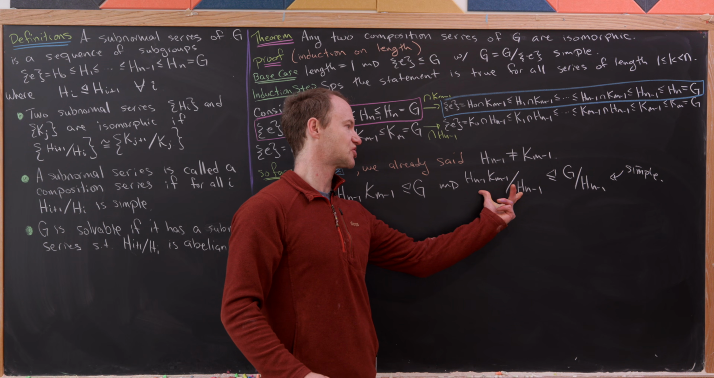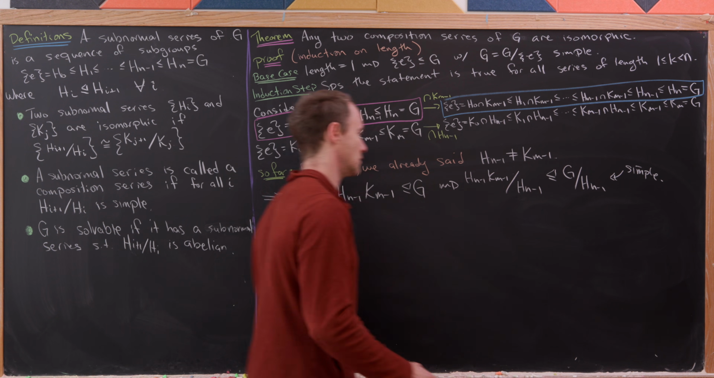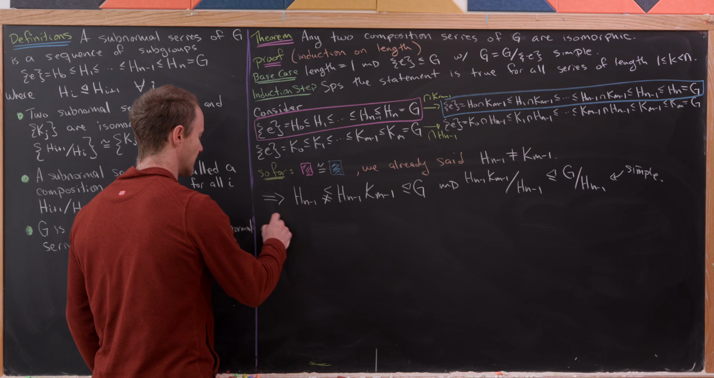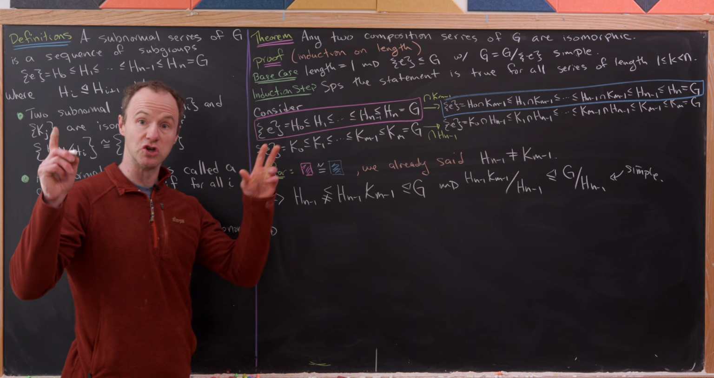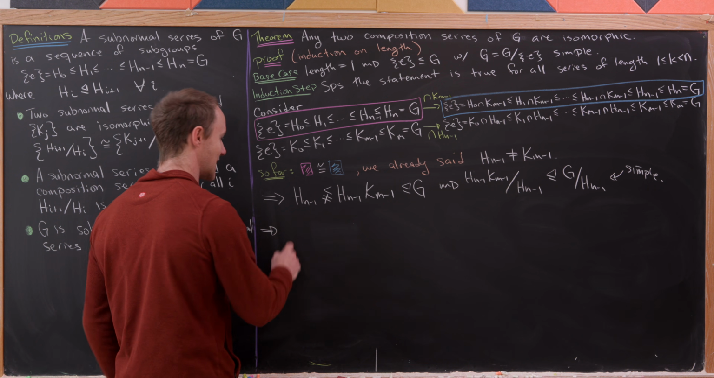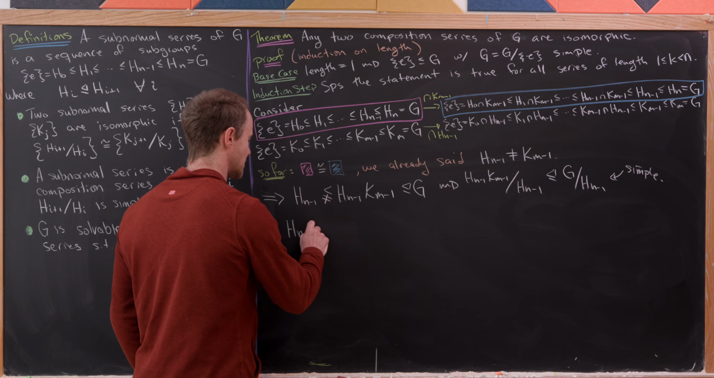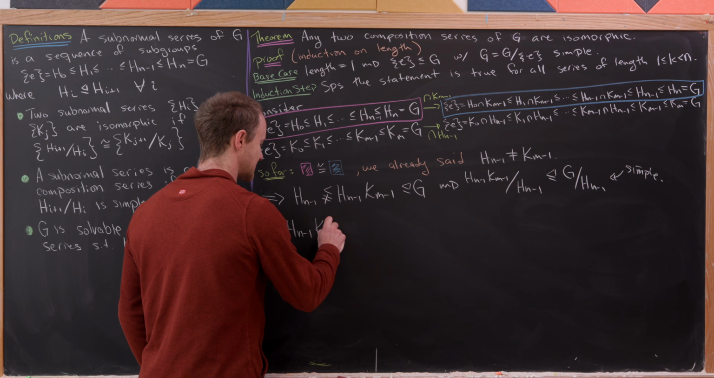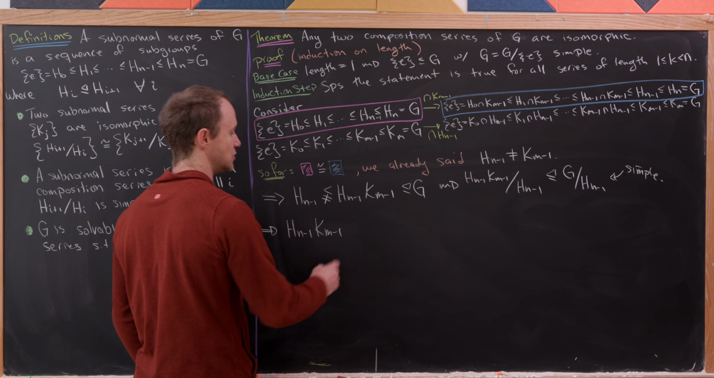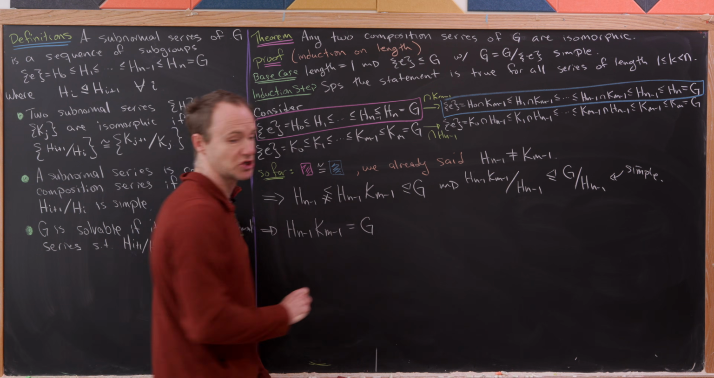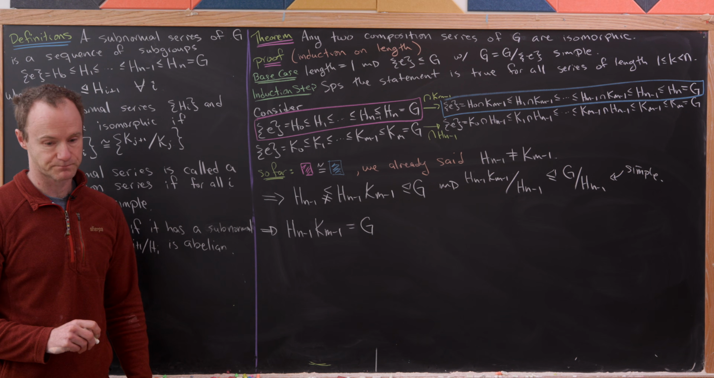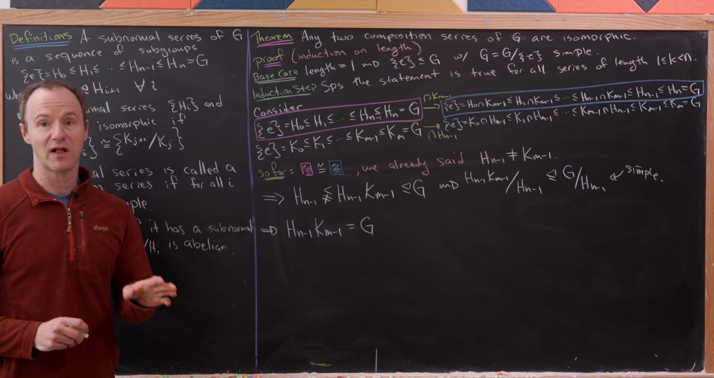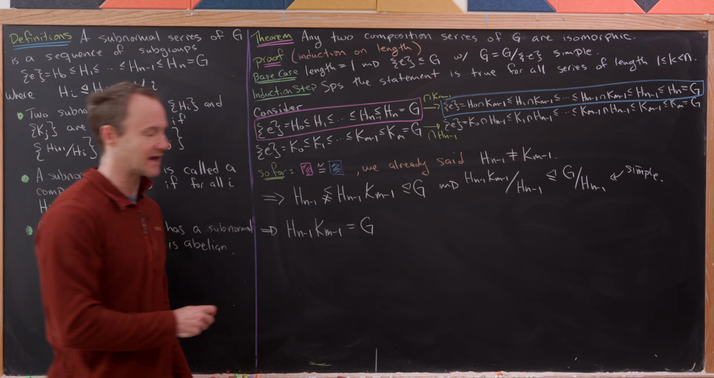So since it's not the trivial subgroup, it's the whole group. But if it's the whole group, the, for lack of a better term, numerator groups are the same. So in other words, we have h_{n-1} times k_{m-1}. The product of those two groups is in fact equal to all of G. And now we're going to apply the second isomorphism theorem again.